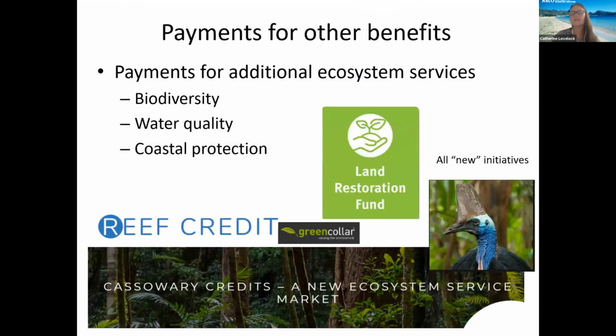Payments for ecosystem services are nothing new, and have been developing since the 60s. But what is new is thinking about how we can combine these carbon projects with other funding. In Queensland, the government has recently initiated the Land Restoration Fund that encourages landholders to do carbon projects, and then the state will pay for the additional ecosystem services that are delivered, for biodiversity, things like cassowaries. And there are also other existing schemes that we're trying to integrate here, one of those being a reef credit for reduced nutrient inputs into the Great Barrier Reef. So there's a lot of exciting things happening in this space.